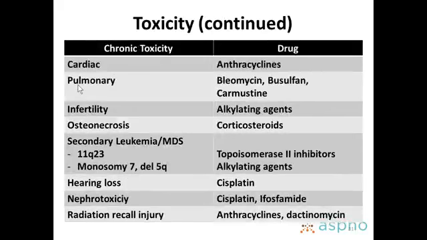When you look at chronic toxicities and the drugs responsible, again, we've covered many of them, but for cardiac toxicities, the anthracyclines automatically, and pulmonary toxicities are drugs starting with the letter B. Infertility, alkylating agents, obviously. Osteonecrosis, corticosteroids are the biggest culprit.